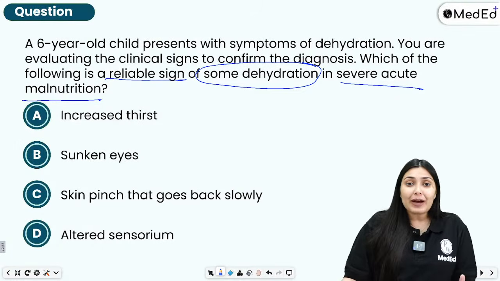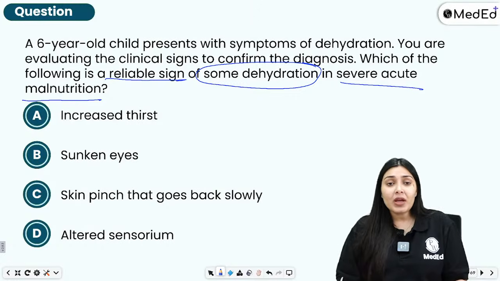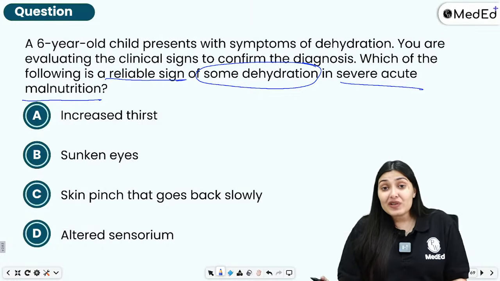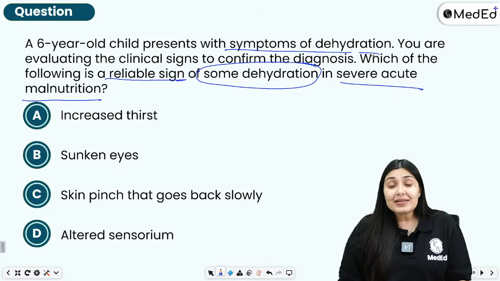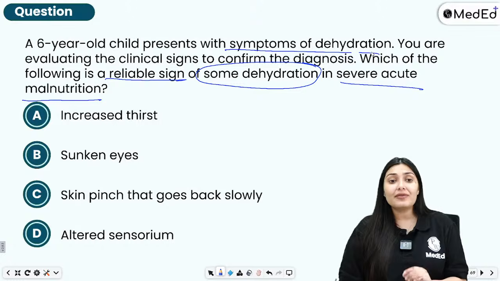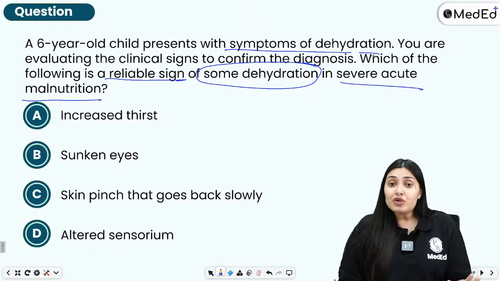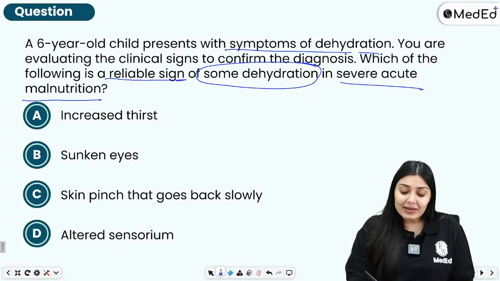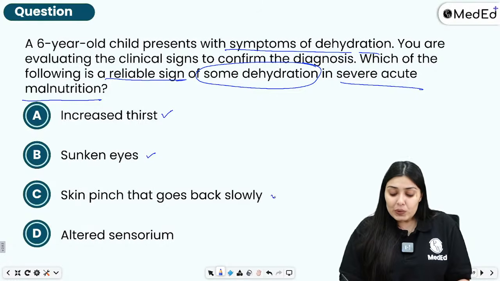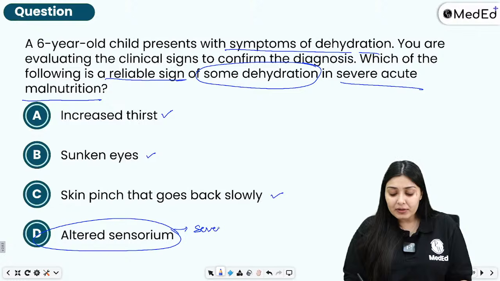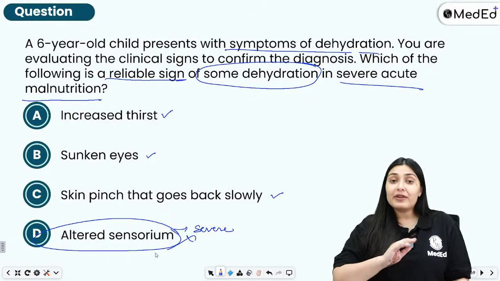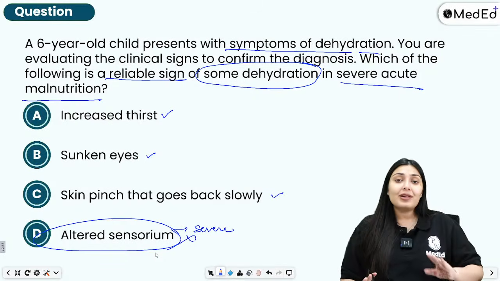Now let's come back to the question. In this scenario, they have given us a 6-year-old child with symptoms of dehydration. And they're asking which of these is a reliable sign for some dehydration in severe acute malnutrition. So I know in some dehydration, increased thirst is there, sunken eyes is there, slow skin pinch is there, altered sensorium is a severe dehydration. So one option I have excluded. Now let's look at the 3 other options.